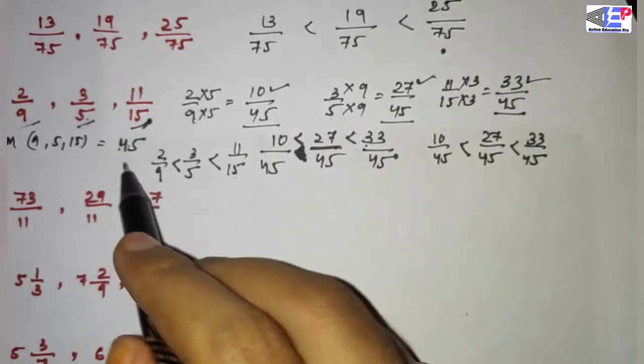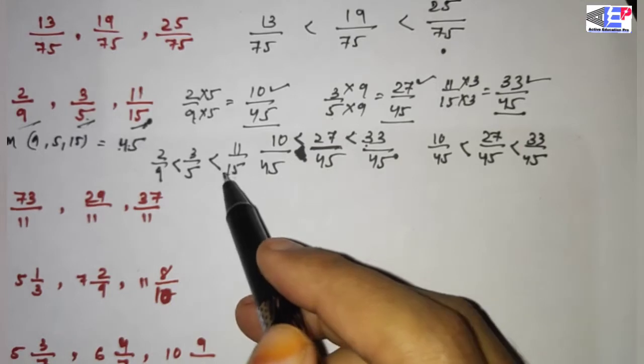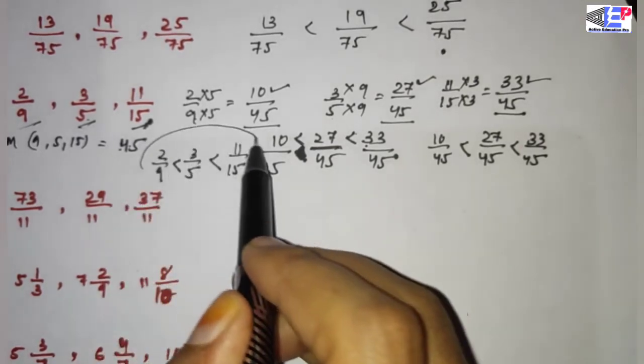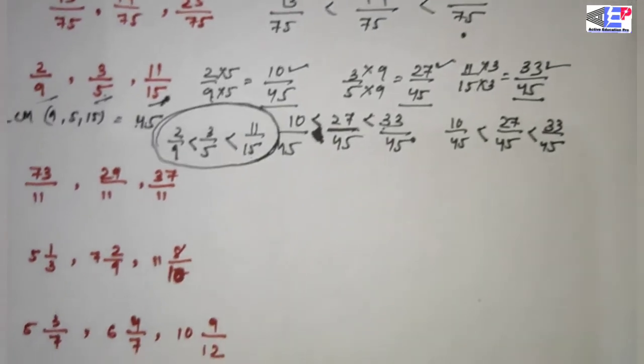Similarly to question number 1, in question number 2 all these fractions are in ascending order. So this is your answer. I marked it here, this is your answer.